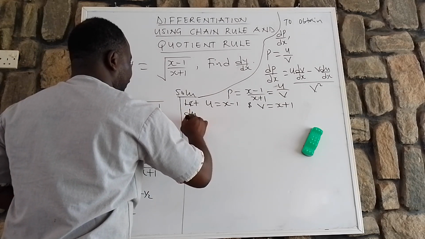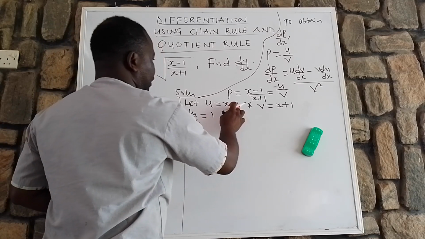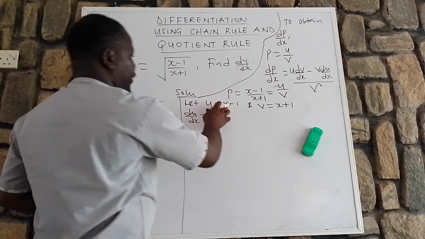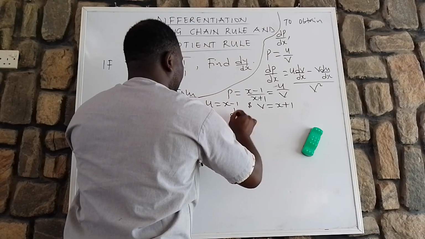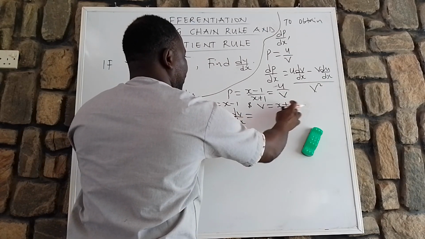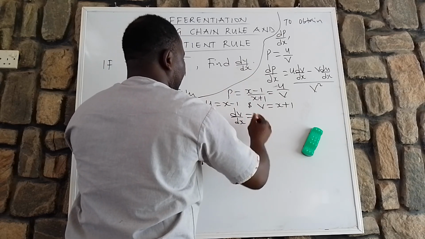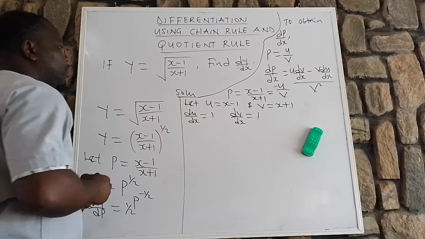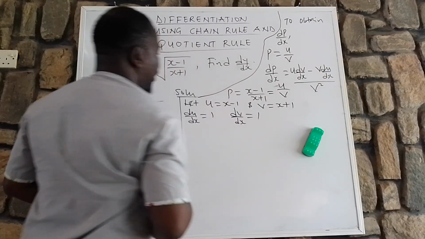Our du over dx is equal to 1, isn't it? Because this minus 1 is a constant. So if you differentiate x, it will always give you 1. Then our dv over dx: this plus 1 is a constant, so if you differentiate it, it's 0. So if you differentiate x, it will give you 1. Now we are going to substitute into this formula.